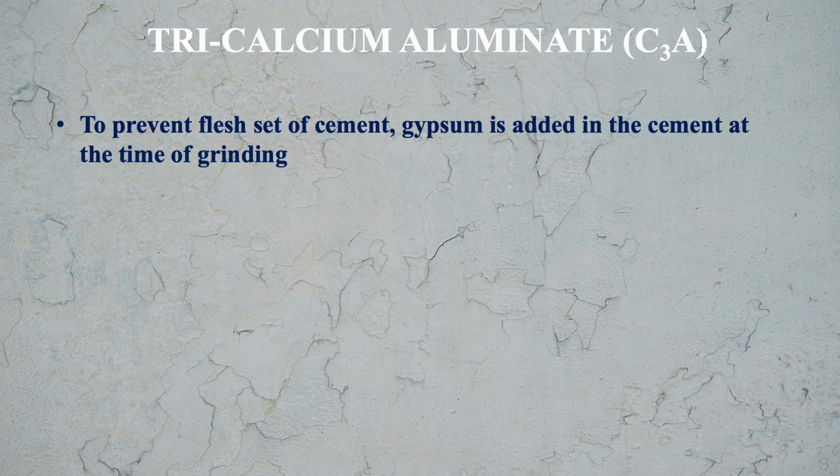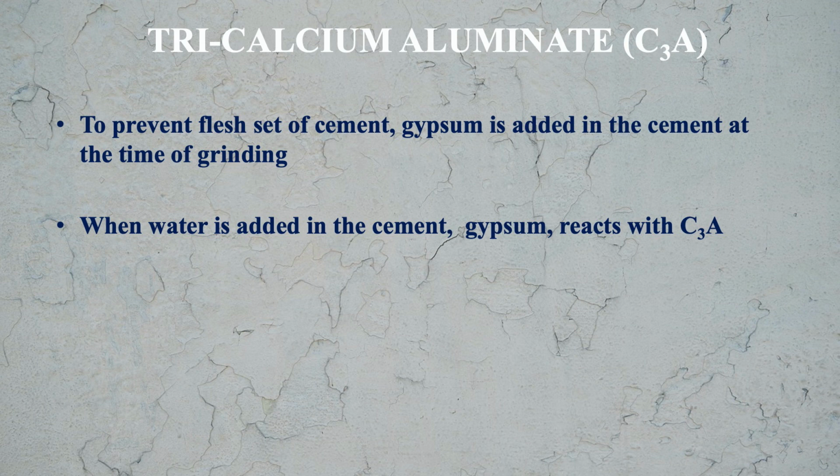To prevent flash set of cement, gypsum is added in the cement at the time of grinding. You know how cement is prepared: finally the grinding of clinker, the dark bluish-greenish balls formed in the process of manufacturing of cement, that is called clinker, and on grinding of this clinker we get the cement. So at this instant, gypsum is added at the time of grinding to avoid the flash set of the cement.